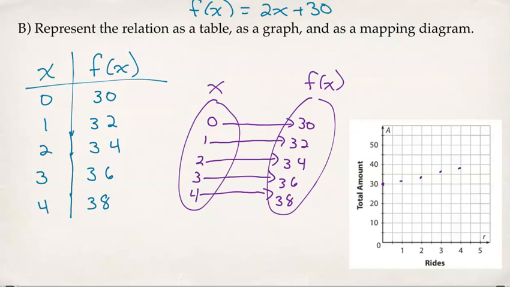You might be tempted to connect those points, but this is a discrete domain. It is a discrete collection of points. You cannot ride 1.5 rides, so there should be no y value there because 1.5 is not in your domain.